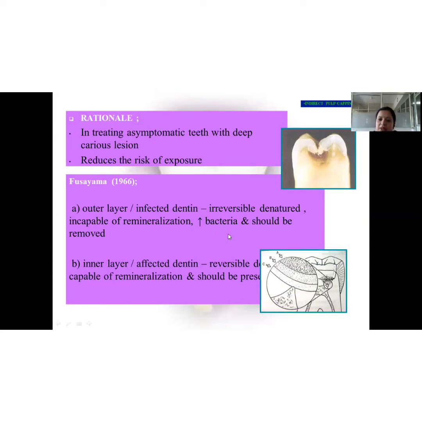But the inner layer, the affected dentin, is reversibly denatured. The collagen fibers have the potential to regain their structure. There is a potential for remineralization, and it should be preserved. The number of bacteria is very low in affected dentin. So there are two types of dentin, and the rationale of indirect pulp capping is removing the soft leathery outer layer, that is the infected dentin, and preserving the affected dentin.